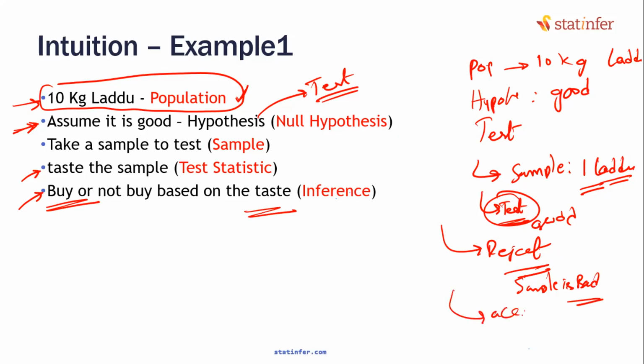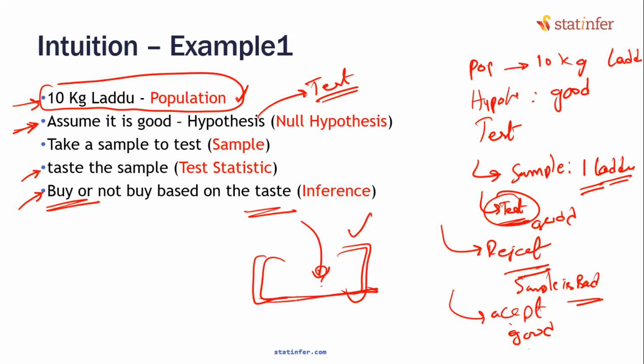When do you accept the null hypothesis? If the sample is good. Your taste buds have certain limits. If the taste falls in those limits, you will accept. Do you agree? If it falls beyond these limits, if it is too salty or if it is too sweet, then you are going to reject the null hypothesis. This is a very basic example.